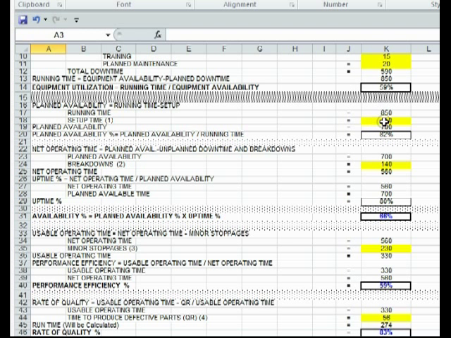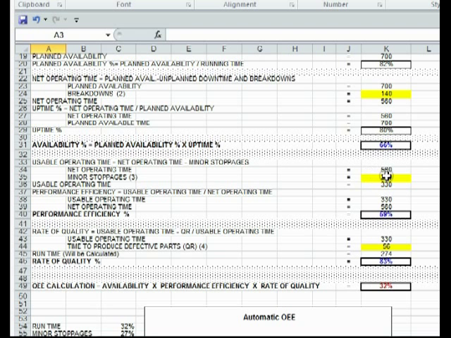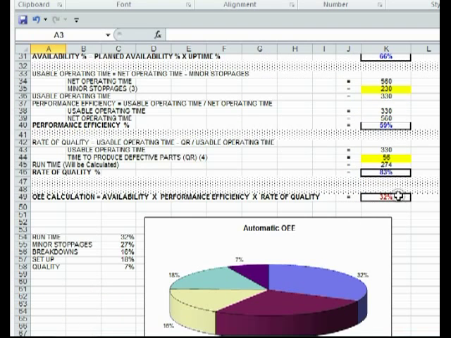So the next box down, yellow, is setup. You would put in what is the setup minutes of loss. The next one down is breakdowns. How many breakdown minutes of loss did we have? And you're seeing 140. The next one is minor stoppages. How many minutes of minor stoppages did we have? And you're seeing 230. And the last one, rate of quality. How many minutes of quality loss did we have? It automatically calculates the OEE. In this particular one, you're seeing 32%.